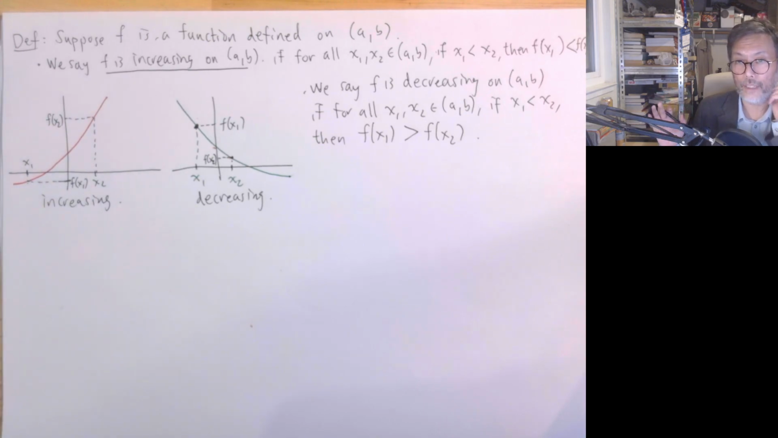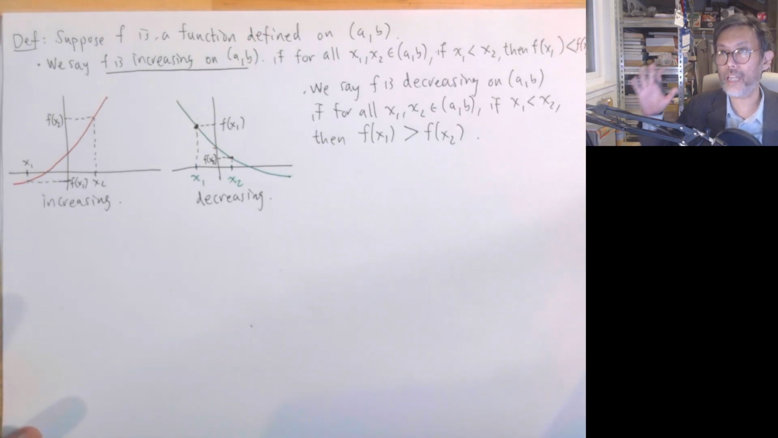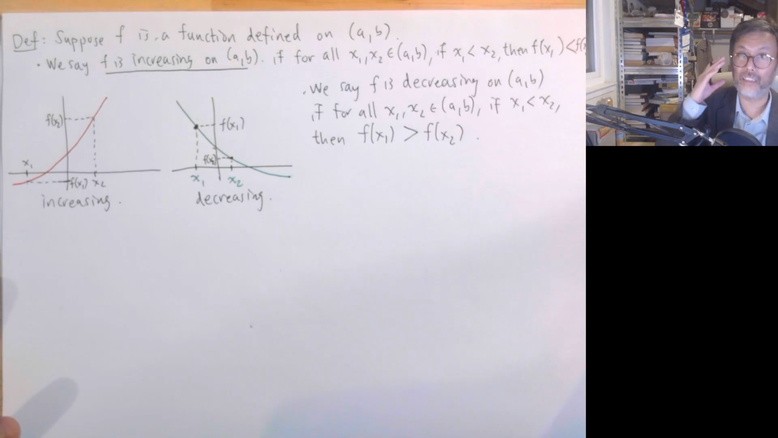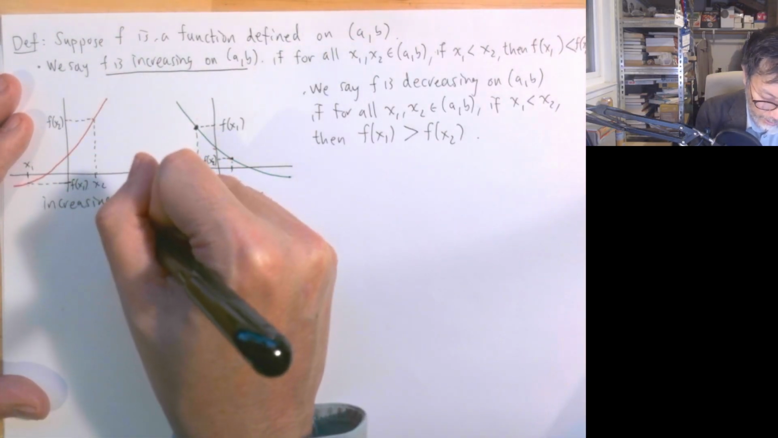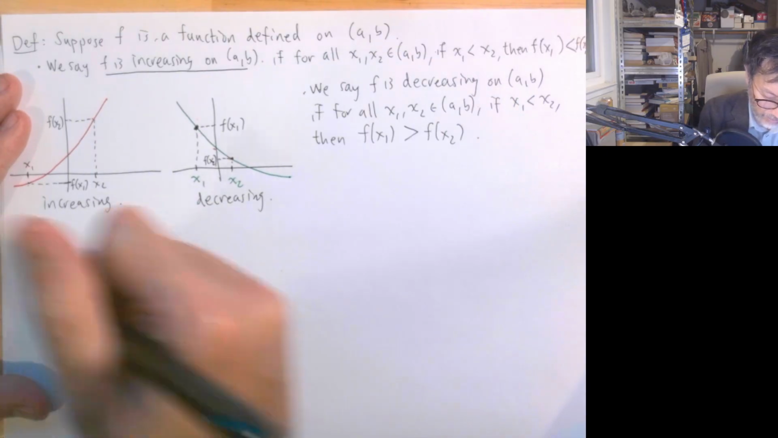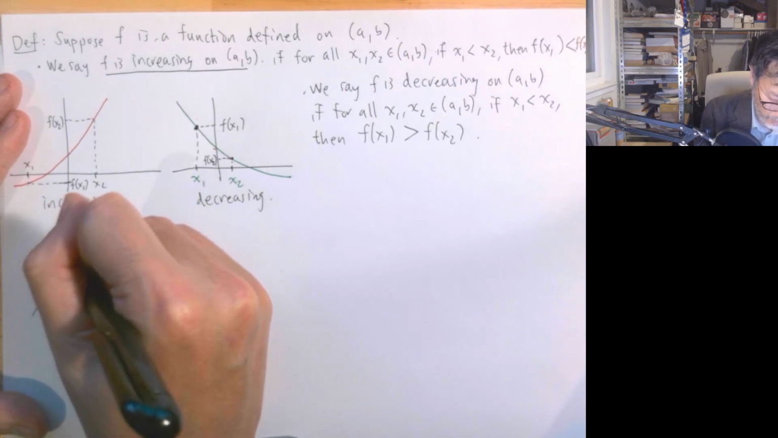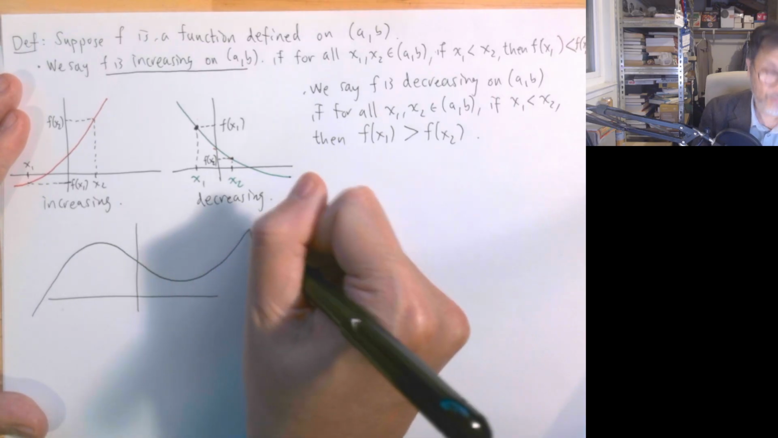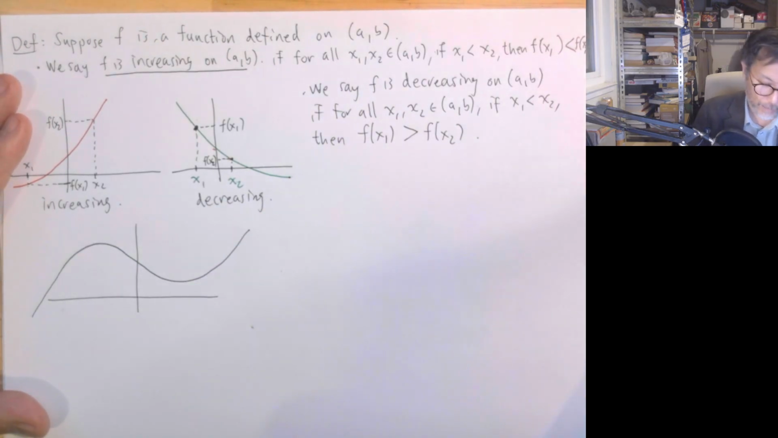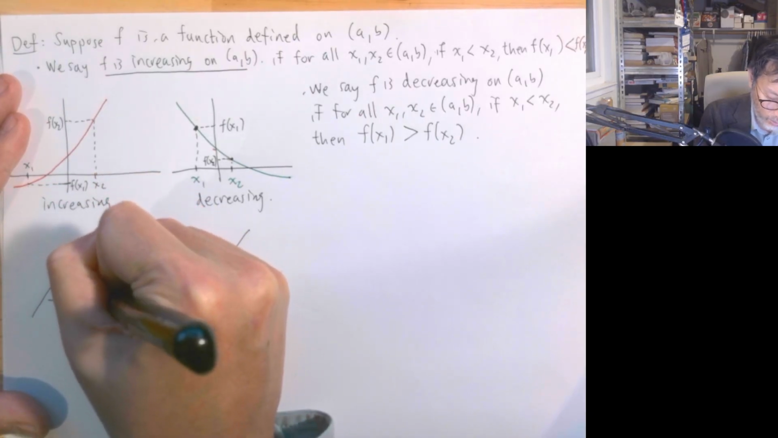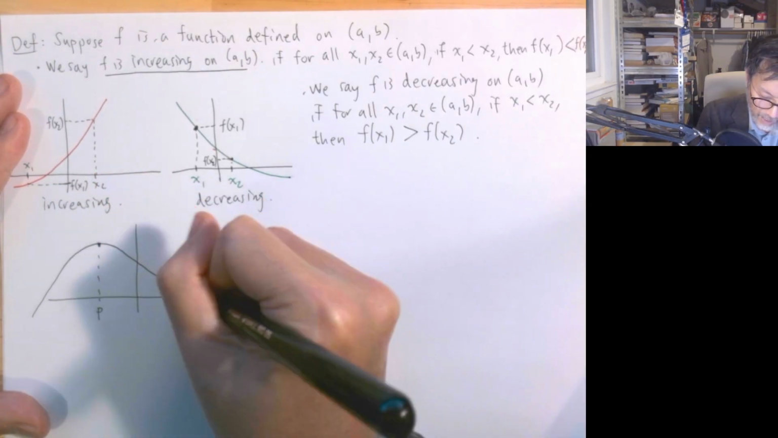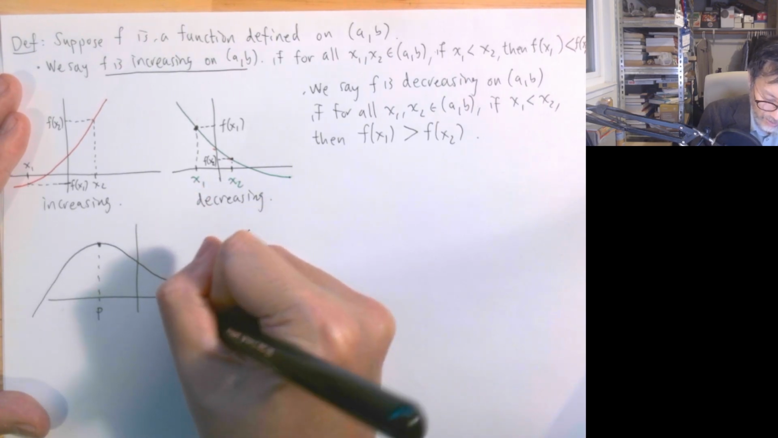Now, maybe I'll make this comment. A function is allowed to have regions or intervals on which it is increasing at the same time as having other intervals on which it is decreasing. So, for example, you could have a function that looks something like this. Okay, here is a function. Let me, for the purposes of this discussion, say that this point here, its x coordinate is going to be called, I don't know, p, and this point here will have x coordinate q.